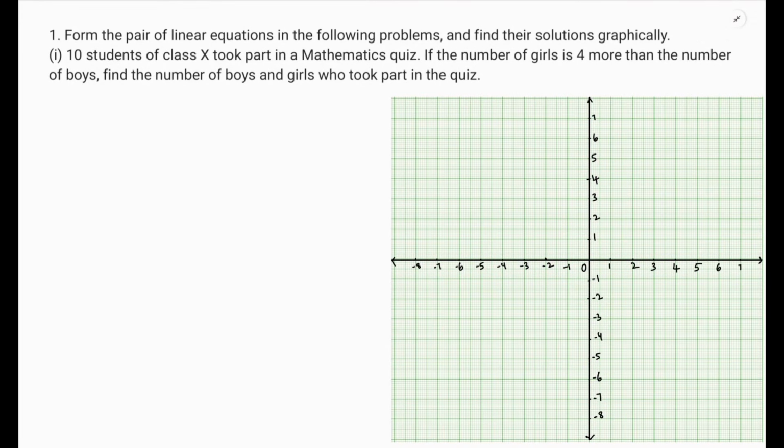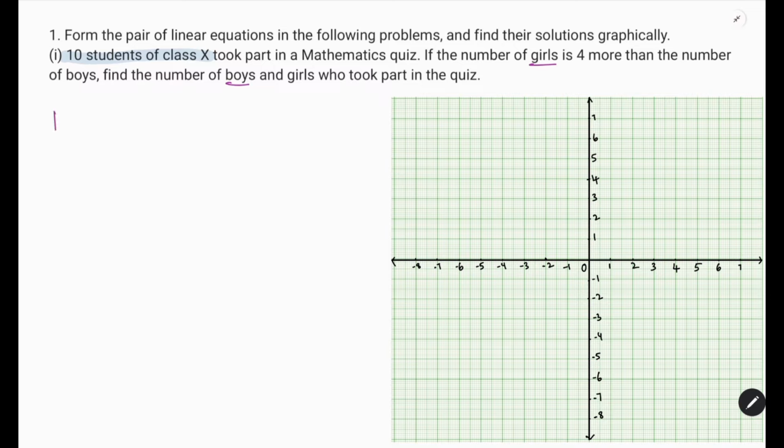First one: form the pair of linear equations in the following problems and find their solutions graphically. First, 10 students of class 10 took part in a mathematics quiz. If the number of girls is 4 more than the number of boys, find the number of boys and girls who took part in the quiz. See, the first condition is given as 10 students of class 10. So here girls and boys both are mentioned.